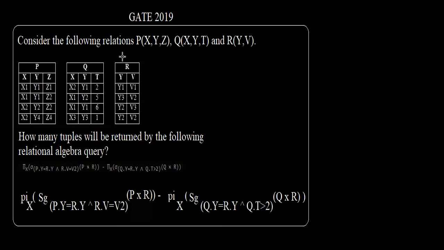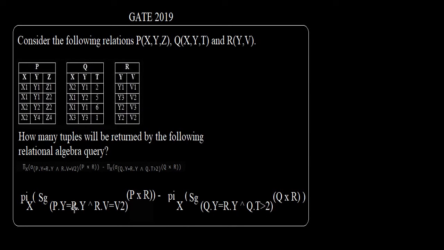Now let's discuss this question from GATE 2019. Consider the following relations P, Q and R. There are three relations given, and how many tuples will be returned by the following relational algebra query? This is the query given. I have just replaced the pi with "pi" and the sigma with "sg", and the others remain the same.